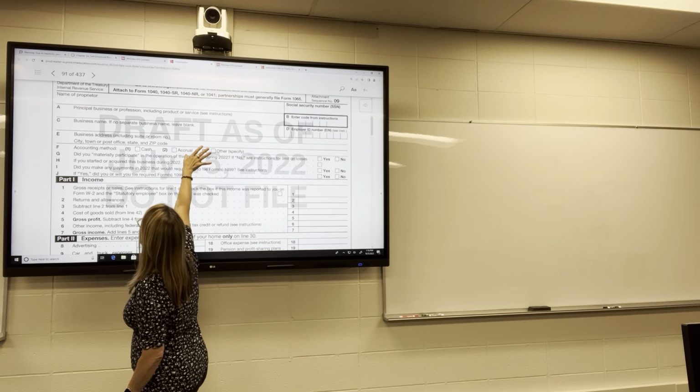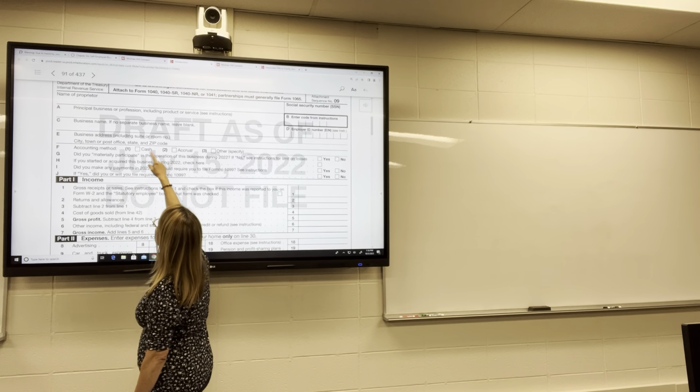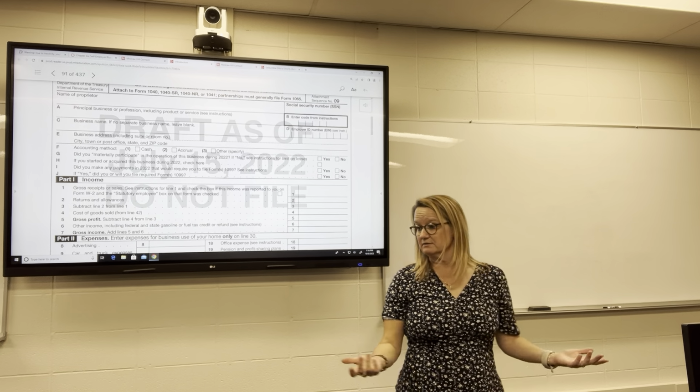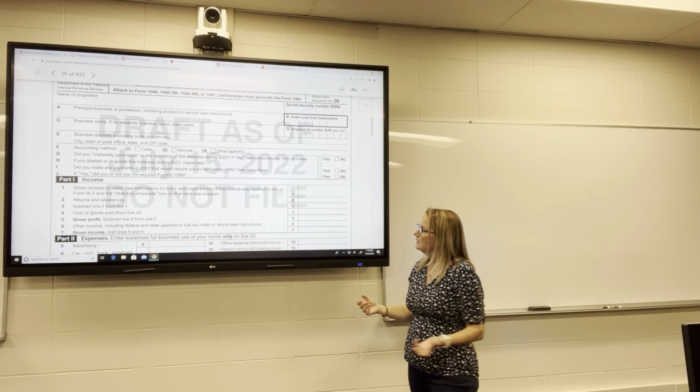Business name, if there is no separate business name, you don't have to put anything there. Business address, it could be the address of the taxpayer, right? Or it could be a separate address as well.